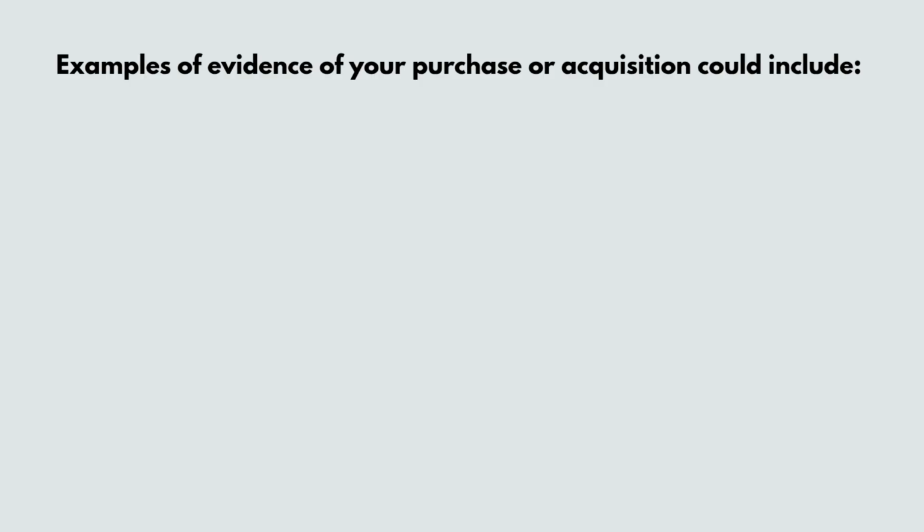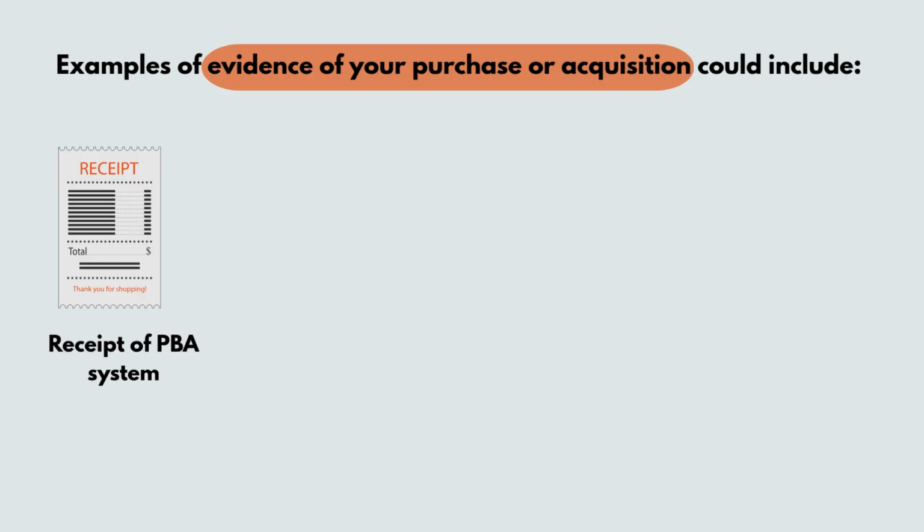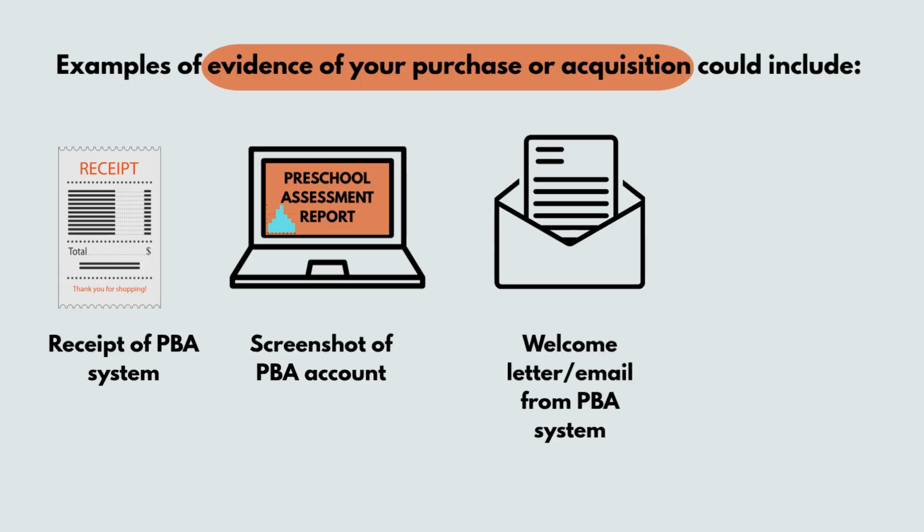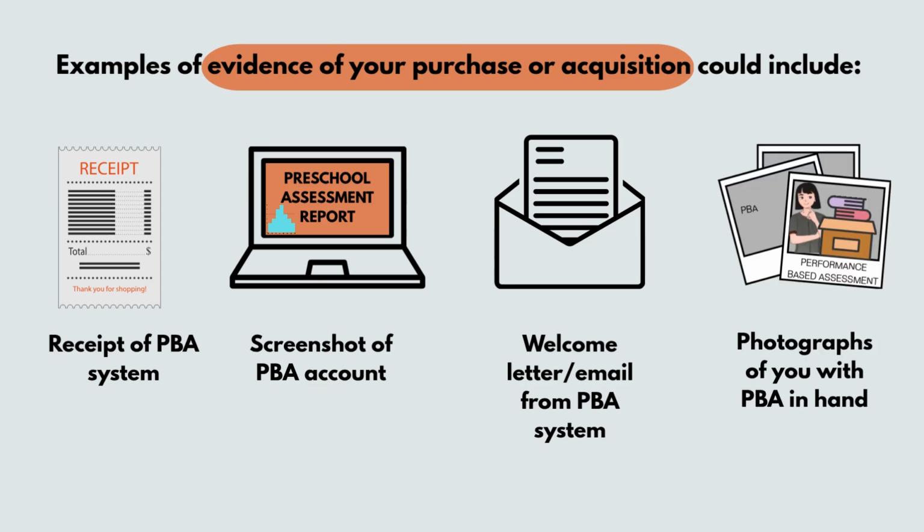Examples of evidence of your purchase or acquisition may include documentation that PBA system has been acquired, such as receipts, a screenshot of you logged into your PBA account, a welcome letter or email from the PBA thanking you for your purchase, or photos of you with your PBA in hand.